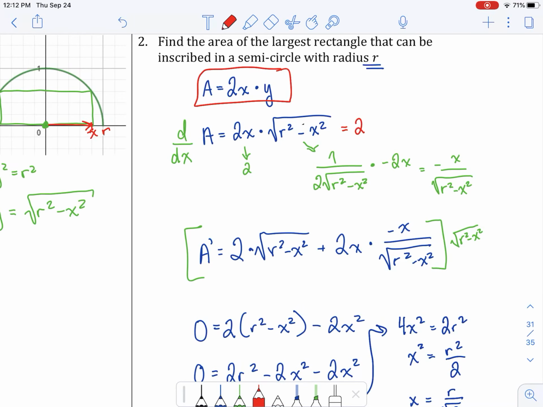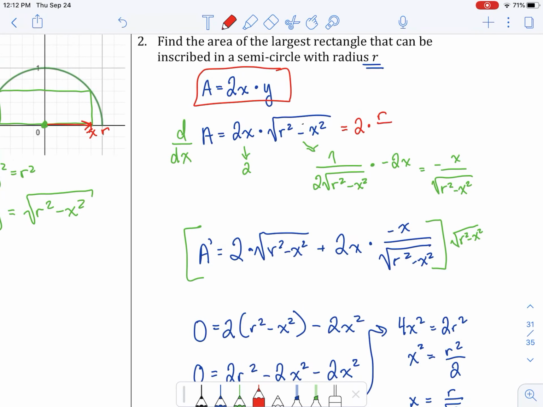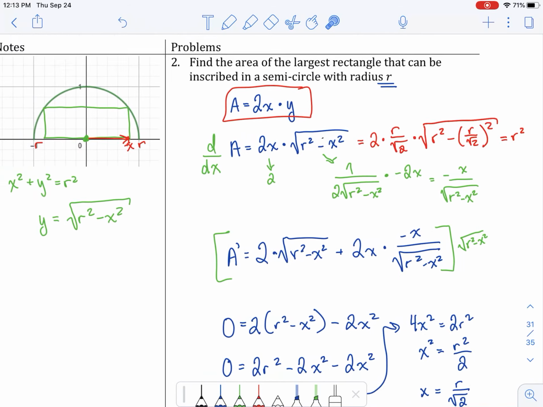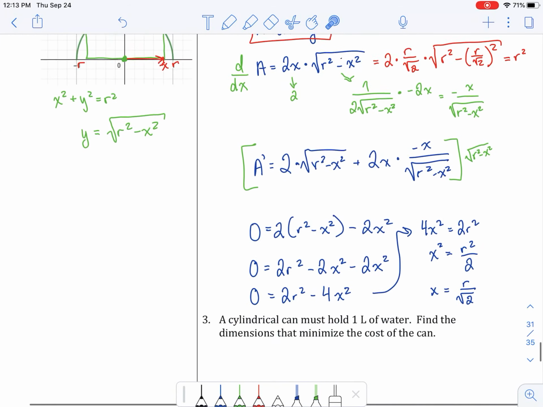So you're just going to plug that into the formula and say 2 times r over root 2 times root r squared minus (r over root 2) squared is going to be the area. Obviously, that is going to simplify down a lot, and you are going to end up with just r squared as the maximum area that this rectangle over here can be.